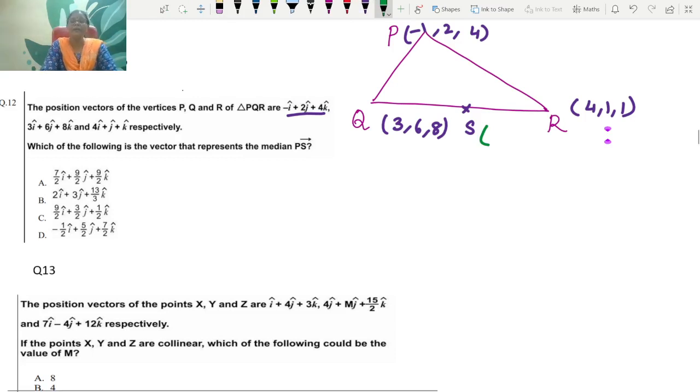That is, add the two coordinates divided by 2. So 3 plus 7, 4 upon 2 is 7 upon 2. Fine. 6 plus 5, 1 upon 2, that is 7 upon 2. 8 plus 1 upon 2, that is 9 upon 2. So the coordinate of S has come out. This is the coordinate of S.